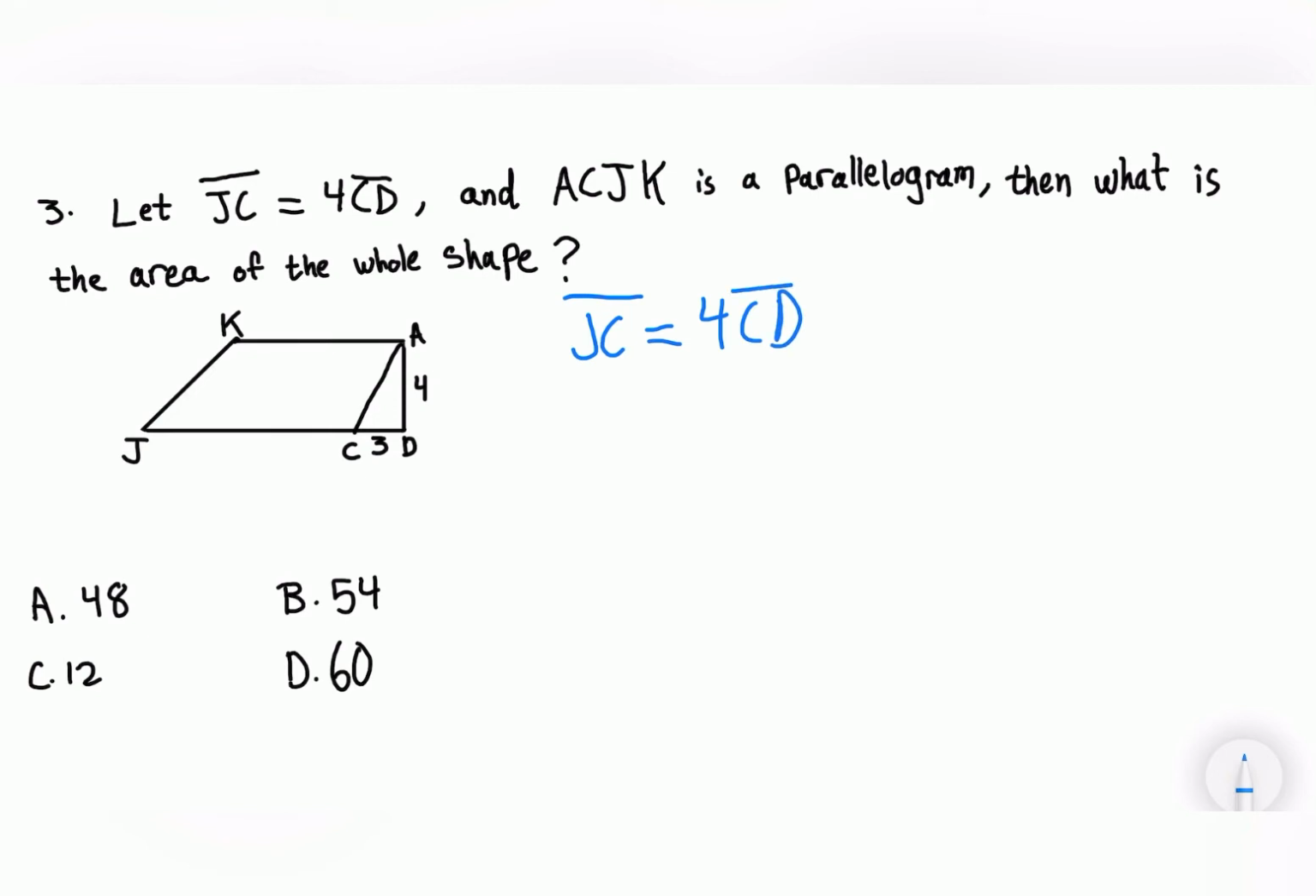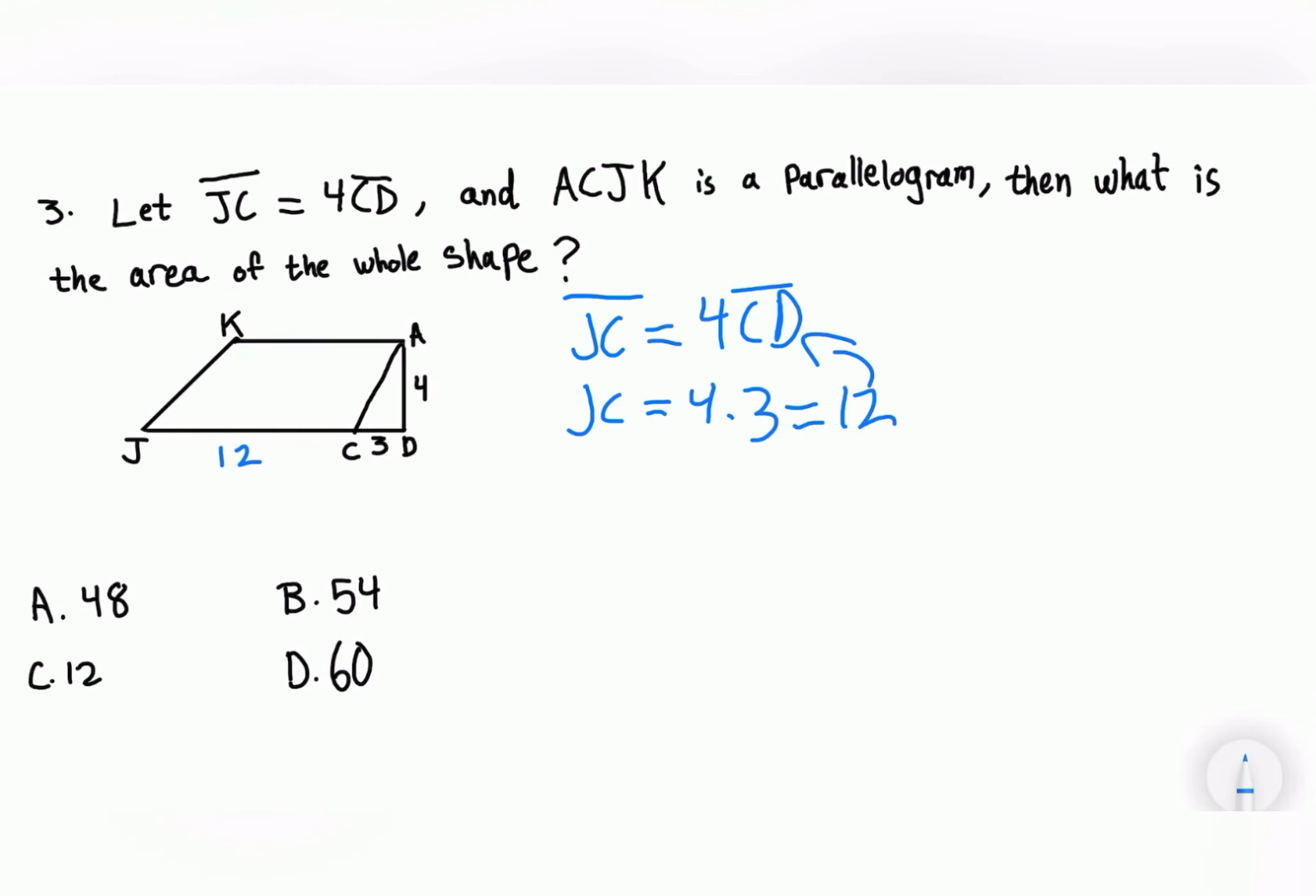That means JC is equal to 4 times 3, which is 12. Now we know that JC is 12, because they told us that 4 times CD gives us JC. So now that's what we know.